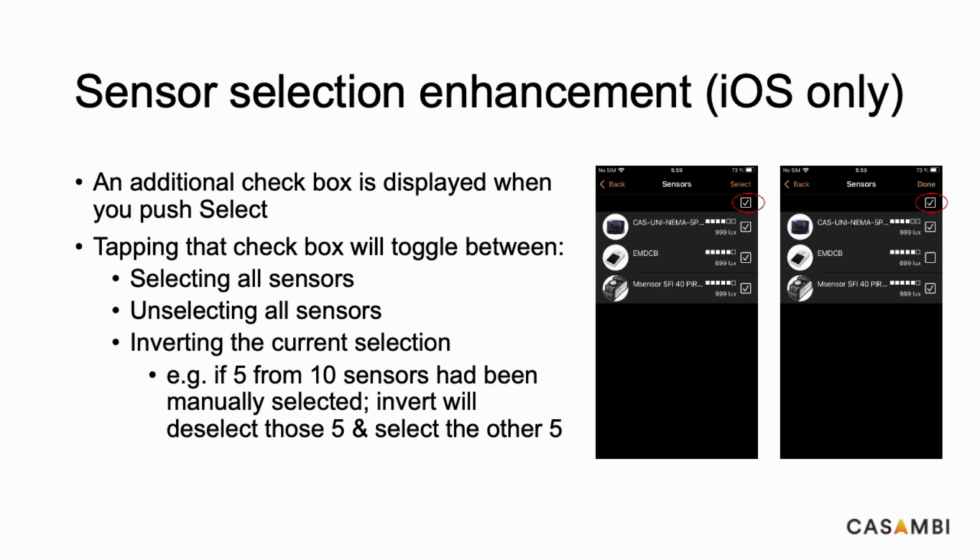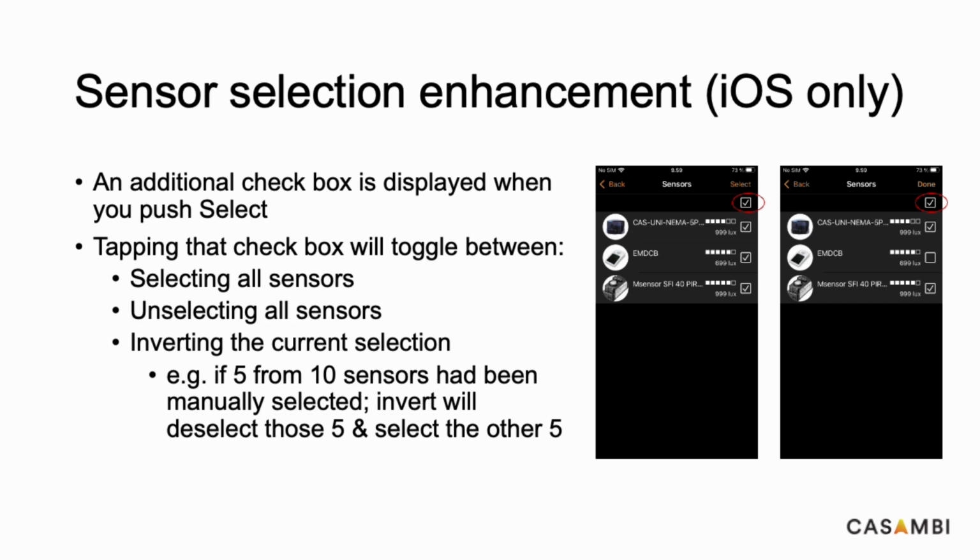On iOS only, there's an option to select multiple sensors with the select feature. That's previously just been an option where you push the select and then you individually choose each sensor that you want to configure together. Now there's an extra checkbox at the top there where you can select everything or deselect everything, or you can toggle between what's previously been selected and the unselected options. So it's a quicker way to select if you've got lots and lots of sensors which you will want to apply the same configuration to in the network.